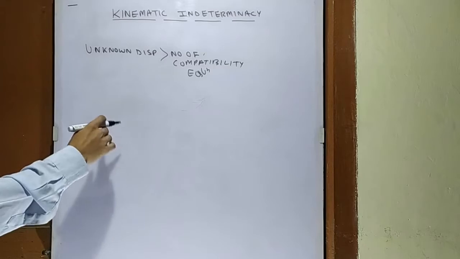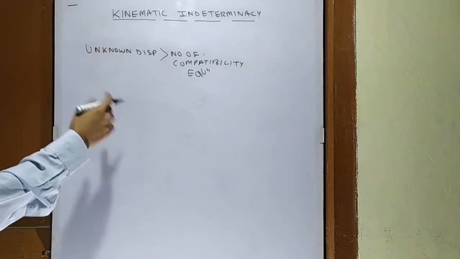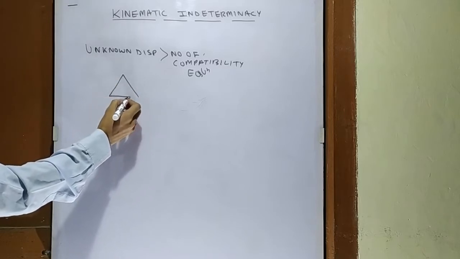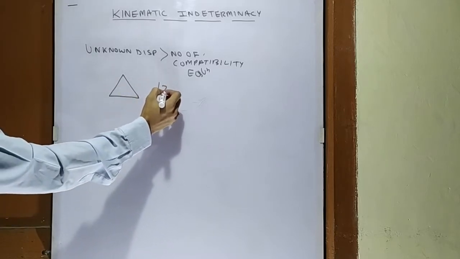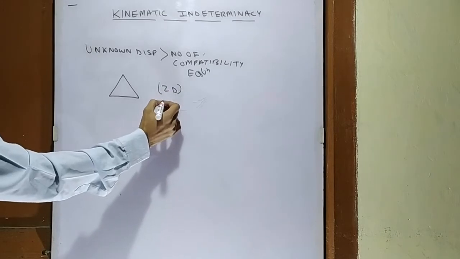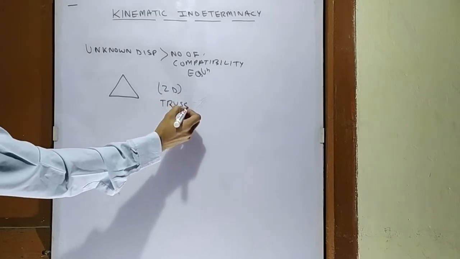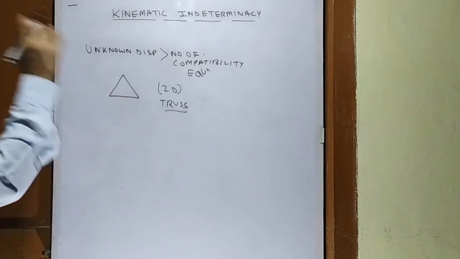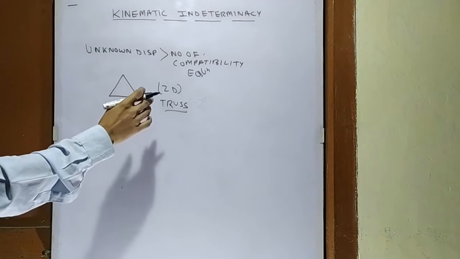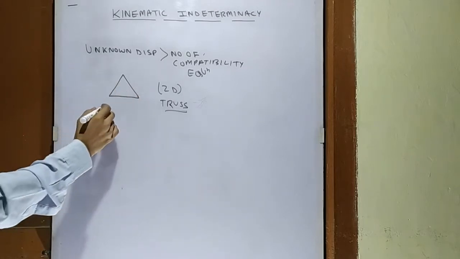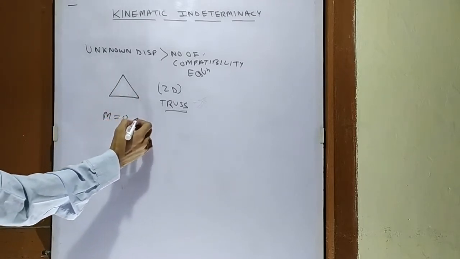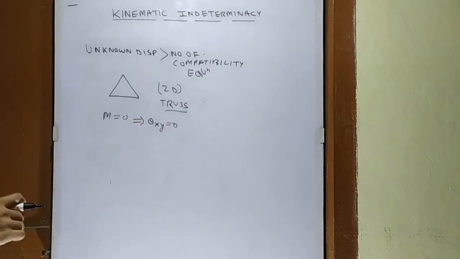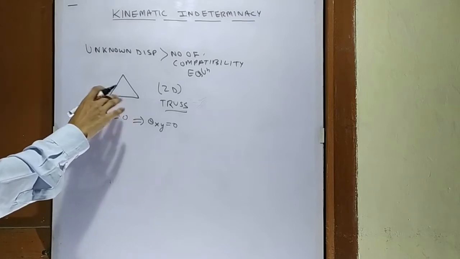Now for understanding these terms, what kinematic indeterminacy is and how we find it, we will just take a very simple example. So let us take this pin jointed 2D structure. This is a pin jointed truss, 2D truss. Okay, so how many joints does this truss have? 1, 2, 3. This truss has 3 joints, and we know that in a truss the bending moment is 0, which means that there will be no slope or no rotation at each joint.